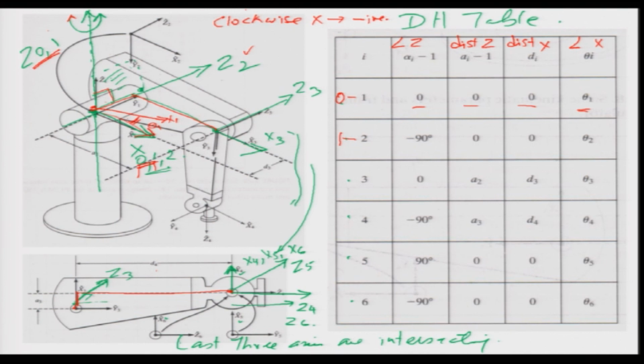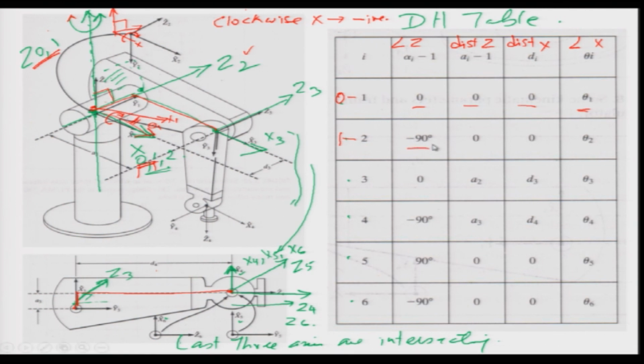So, clockwise rotation about the x axis is taken as negative. If you can imagine Z1 was in this direction, it has gone in that direction. So it has rotated by 90 degrees clockwise about the x axis. This is my x axis, it is rotating clockwise about the x axis and becoming Z2. Because the rotation is 90 and it is clockwise, it is taken as minus.